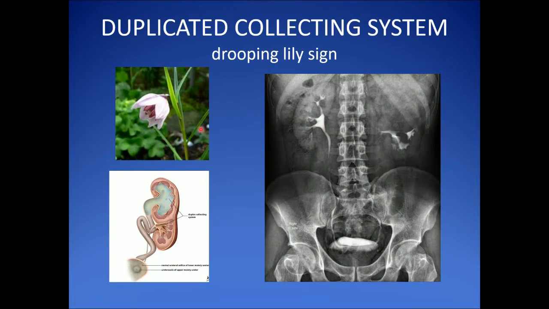Sometimes one could see the drooping lily sign. This is a drooping lily sign at the left kidney. This is because of the presence of a hydronephrotic and non-functioning upper pole moiety of the left kidney. You can only visualize the excretion of contrast in the lower pole moiety. Just like this, a hydronephrotic upper pole and a normal lower pole moiety.